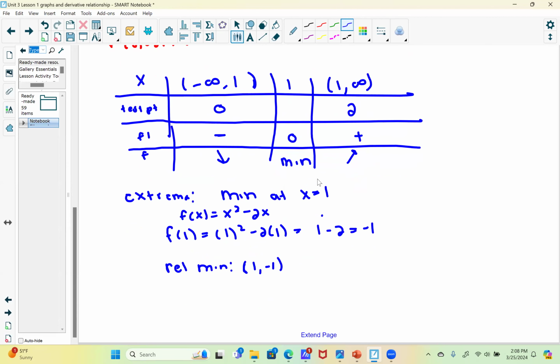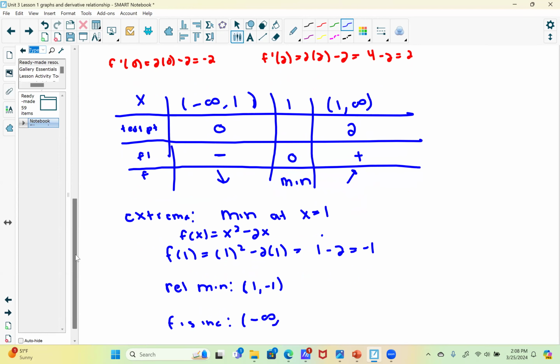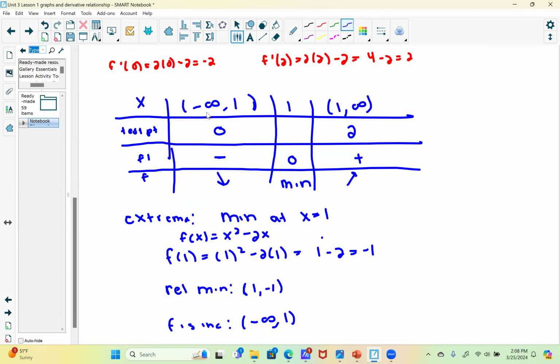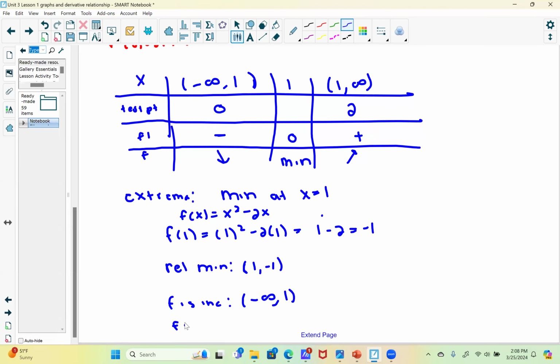And then they might also ask you, like, where is f increasing and where is f decreasing? So we would say f is decreasing from negative infinity to 1, and f is increasing from 1 to infinity. So that's kind of the basics of the first derivative test. And then I'll have a few more videos with more examples.